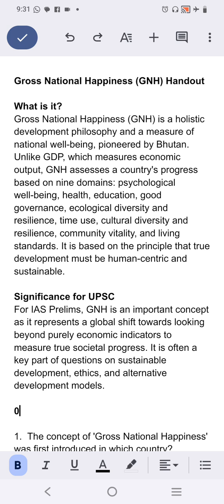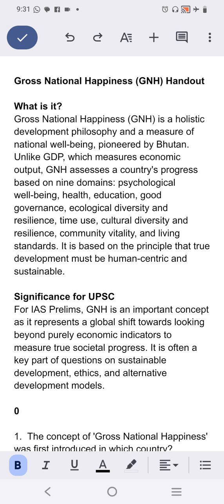Now let's talk about what is Gross National Happiness. It starts with holistic development. GNH is a holistic development philosophy and a measure of national well-being. Bhutan was the first country to start with GNH. Unlike GDP, which measures economic output, GNH assesses a country's progress based on 9 domains.